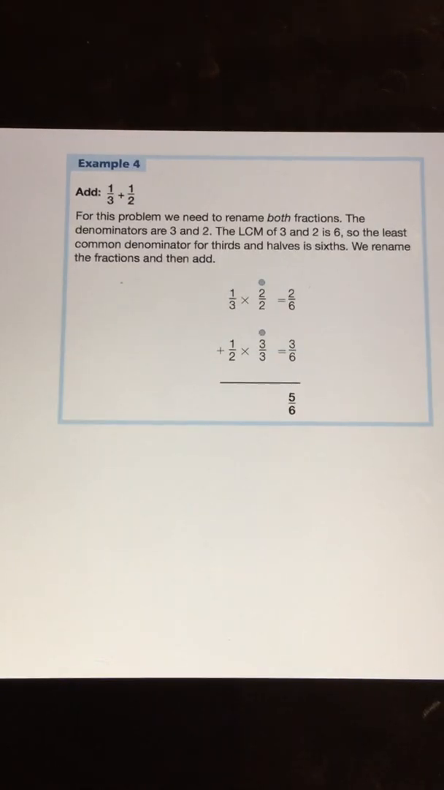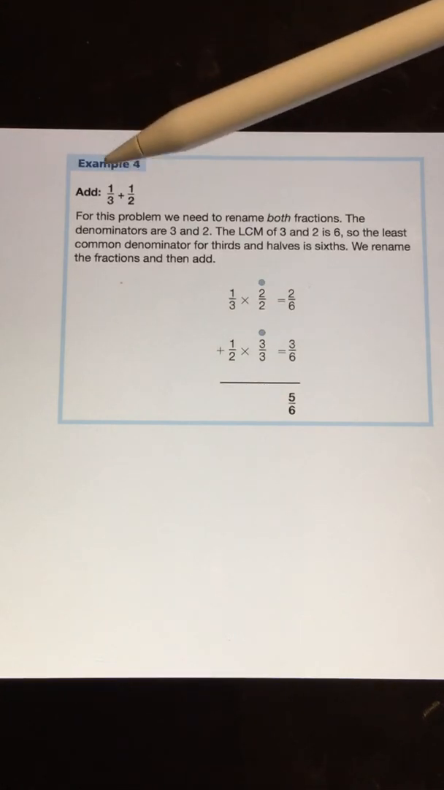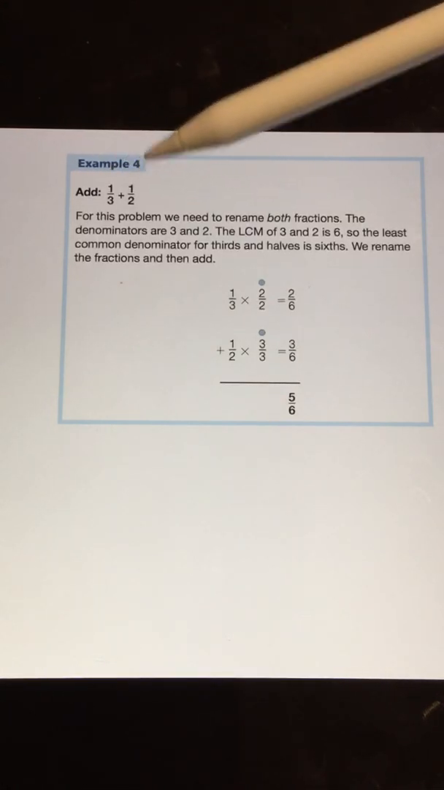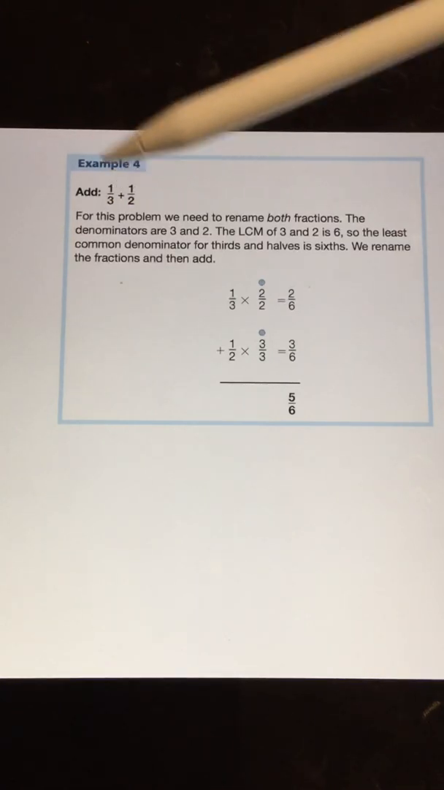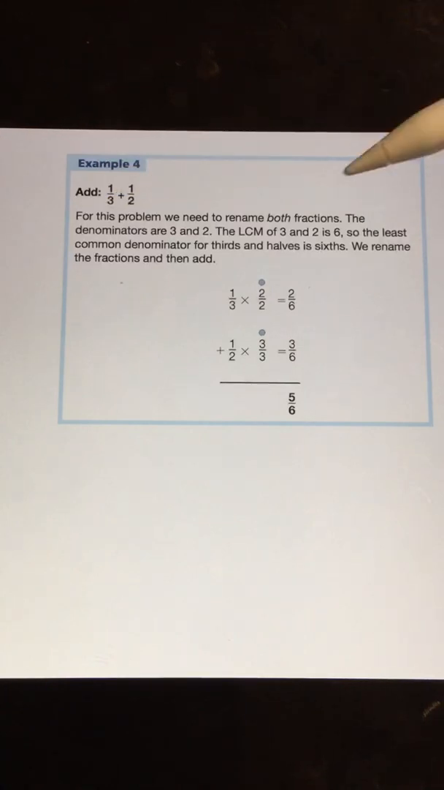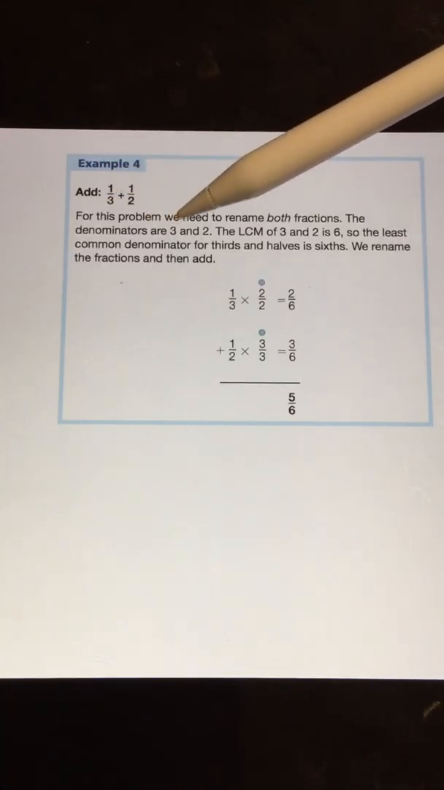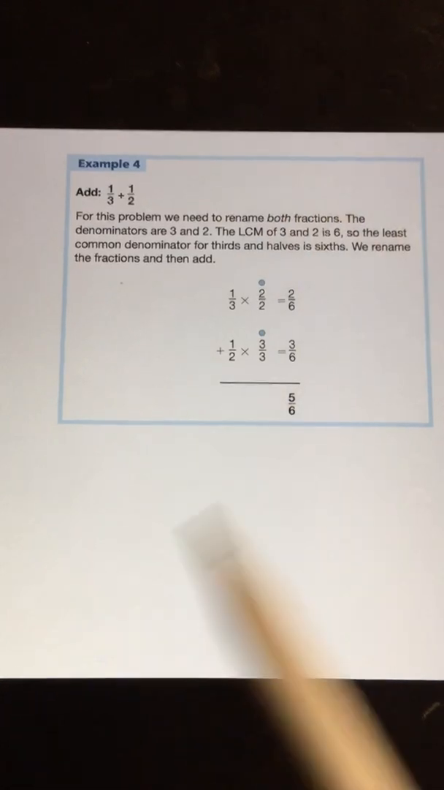My last example, I am going to add 1/3 plus 1/2. For this problem, we need to rename both of the fractions, because 2 doesn't go into 3, and 3 doesn't go into 2 evenly. The denominators are 2 and 3, so we find the least common multiple.